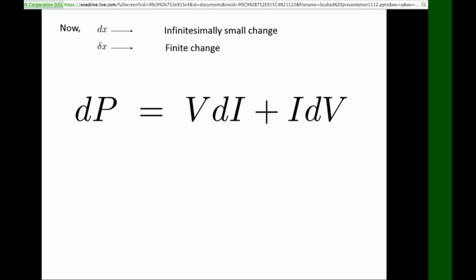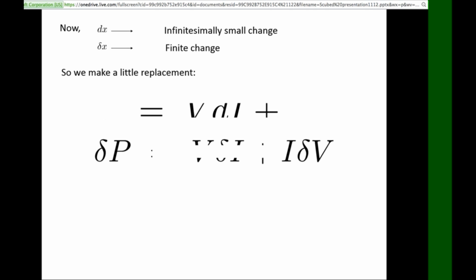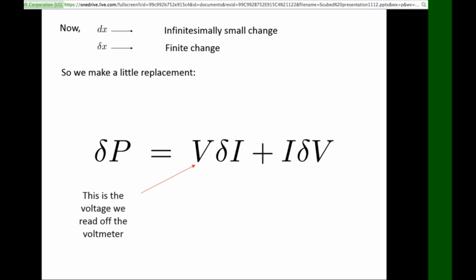Now, an important thing to note here: when we use dx, it's mathematically used to denote an infinitesimally small change. Physical quantities will not be infinitesimally small, they are finite. So we prefer to use delta x, the Greek letter delta, and so dP equals V dI plus I dV would become delta P is equal to V delta I plus I delta V.